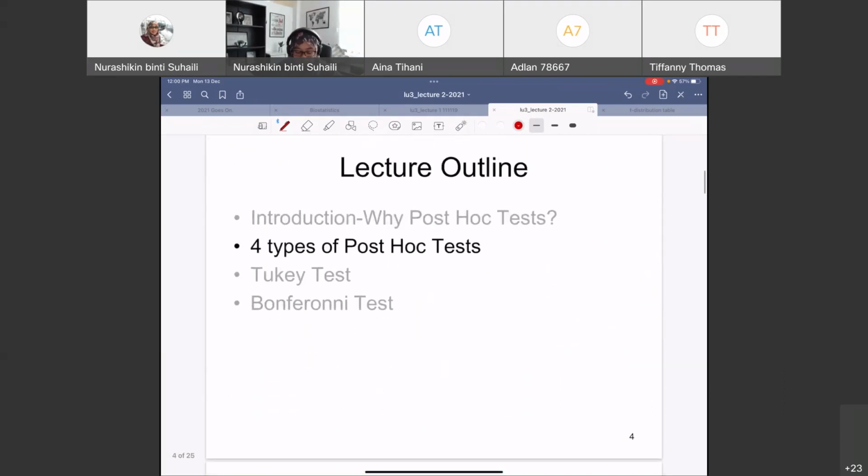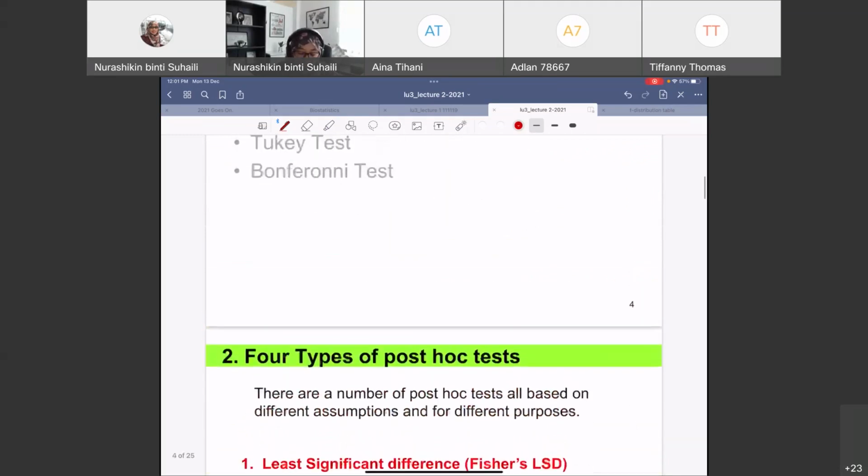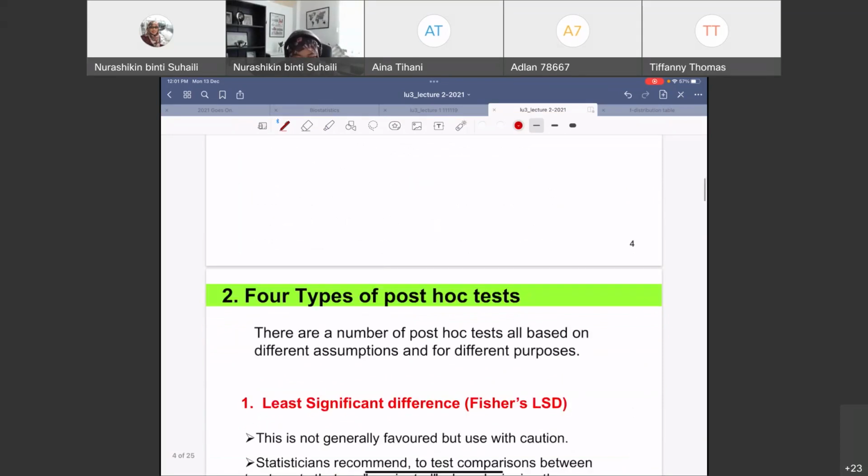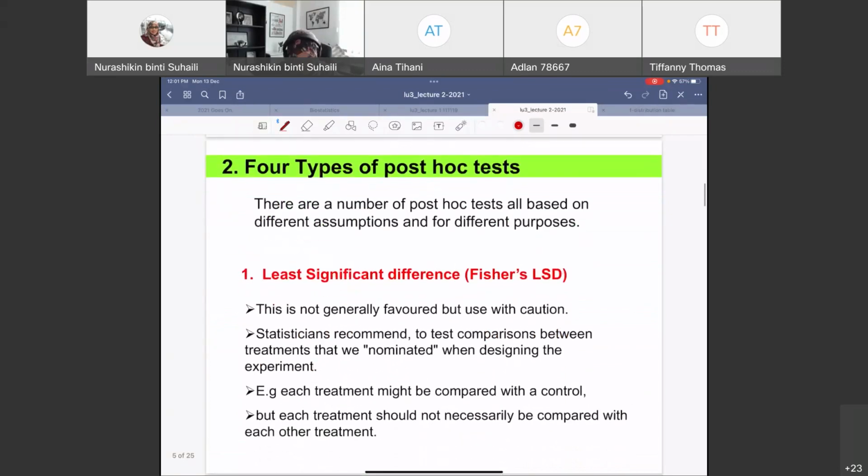So what are the 4 types of post-hoc tests that we're going to look at today? There are 4 types, but we only focus on the last 2 after this, which are the Tukey test and the Bonferroni test, or Bonferroni method. Now let's first have a look at the 4 types. This is just for you to know the first 2. The first one is least significant difference, or Fisher's LSD. This is among the earliest tests invented by the statistician.